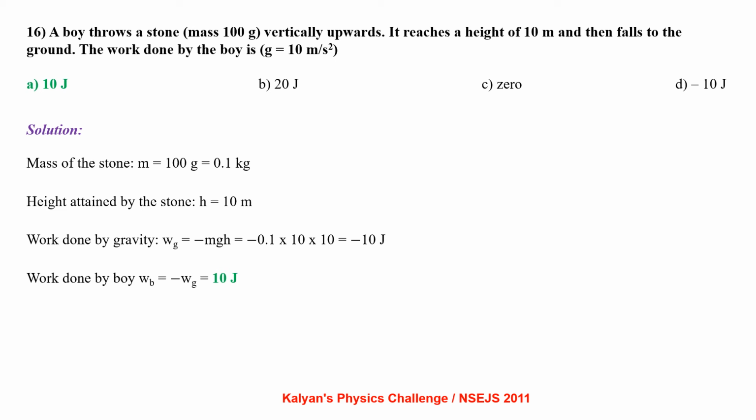Mass of the stone is 100 gram, that is 0.1 kg. Height attained by the stone is 10 meter. So work done by gravitational force is minus mgh, that comes out to be minus 10 joule. So work done by the boy will be the negative of work done by gravitational force, that is 10 joule.